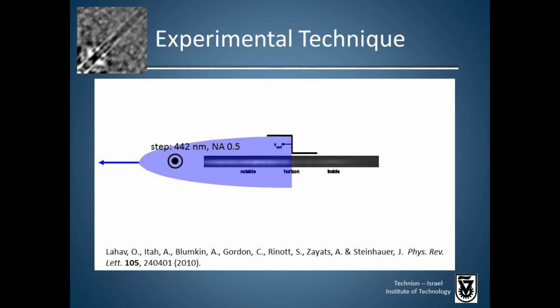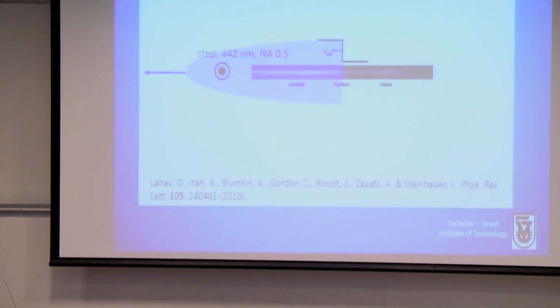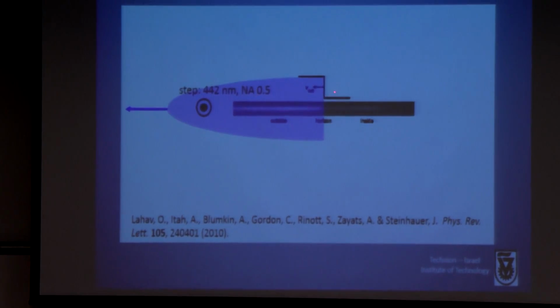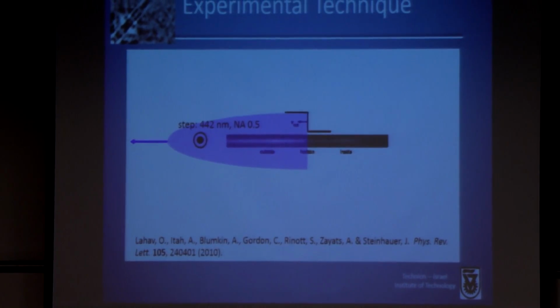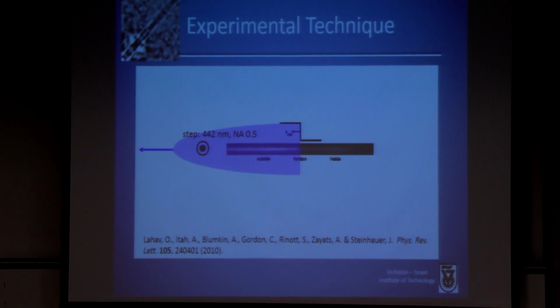So now the experimental technique. How do we accelerate this condensate to supersonic speeds? Well, we found that a great way to do it is by making a waterfall potential. So this is the potential, and one has the Bose-Einstein condensate flow over the potential and get accelerated to supersonic speeds. So how do we create this potential?